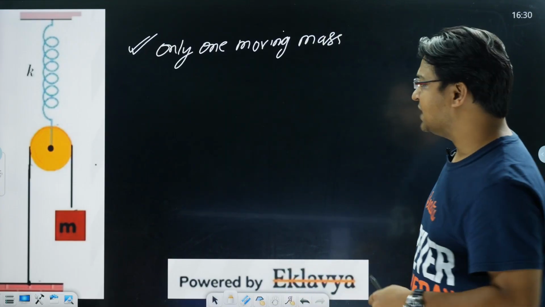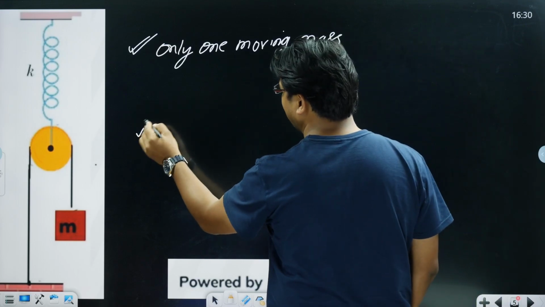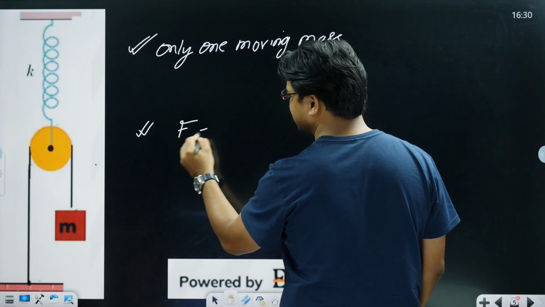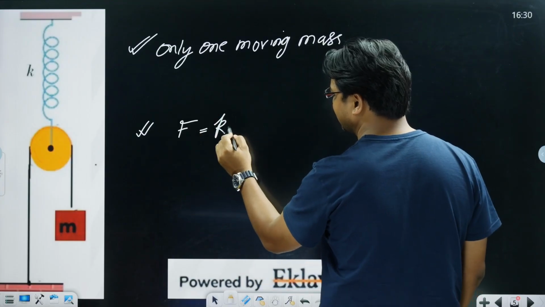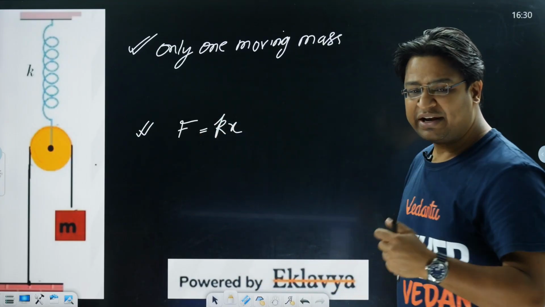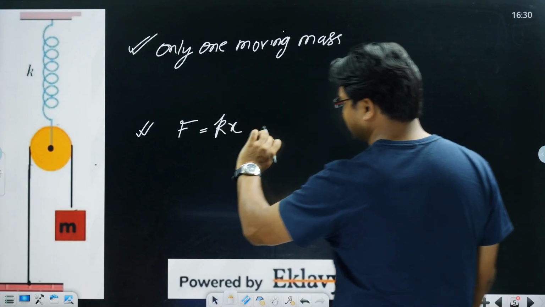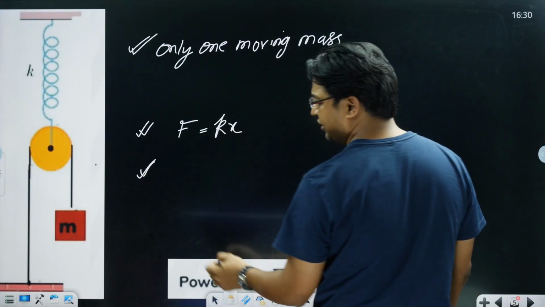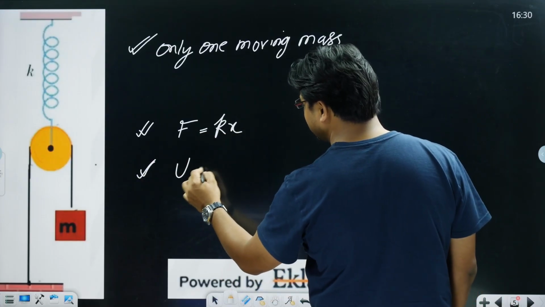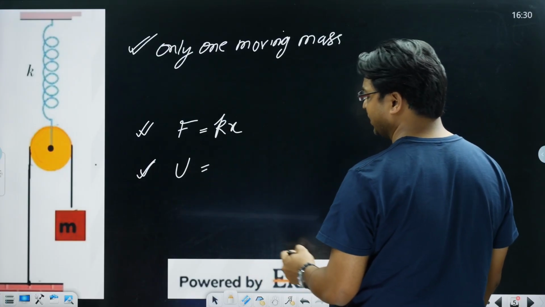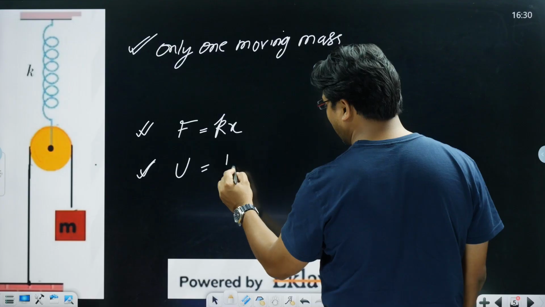Another aspect that you need to remember is that we write force exerted by a spring as kx, where k is the spring constant and x is the deformation. This is how we write force and elongation. How do we write energy stored in a spring? We write it as half kx square.